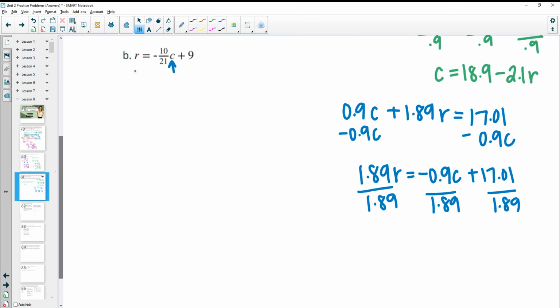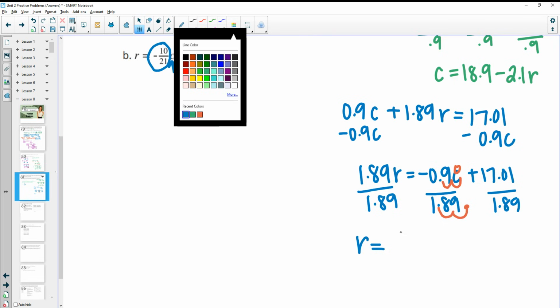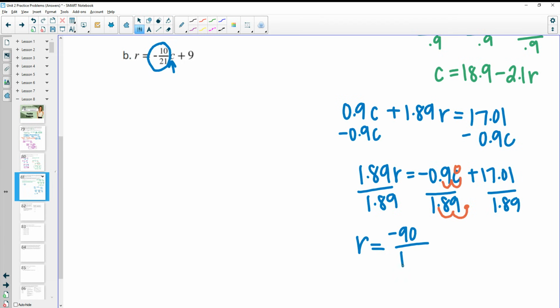And one other thing to notice here is that they have a fraction. So when we do 1.89 divided by 1.89, that's just 1. Now this they're going to change into a fraction. So what I'm going to do first here is multiply both top and bottom by 100 to get rid of the decimal. So multiplying by 100 moves your decimal place over 2 spaces. So this top number here is going to be negative 90 over 189. So I just multiplied top and bottom by 100, and then we still have the c. And then 17.01 divided by 1.89 is 9.